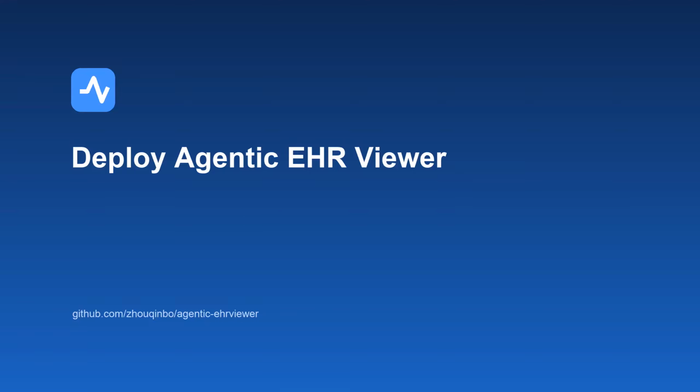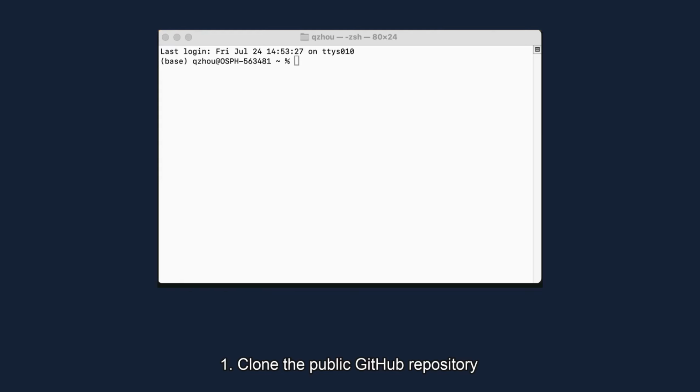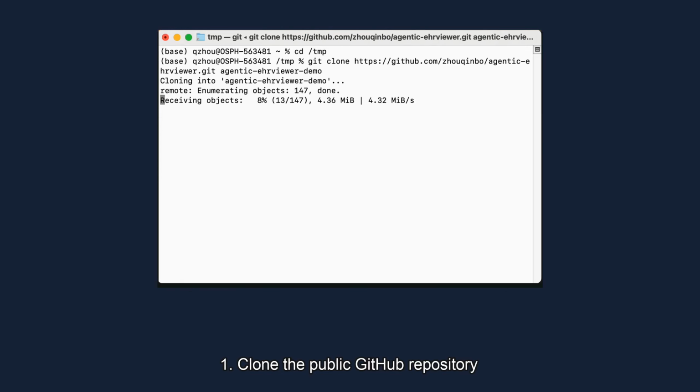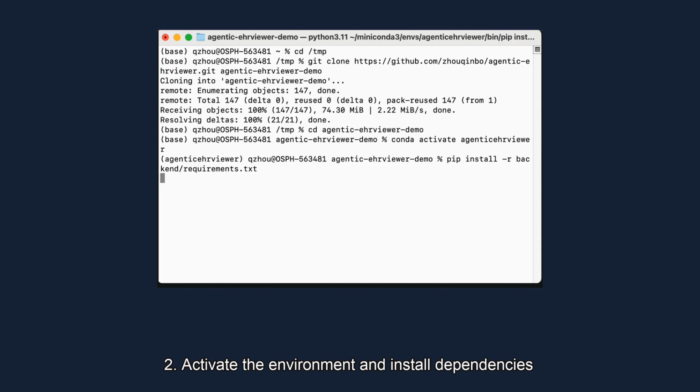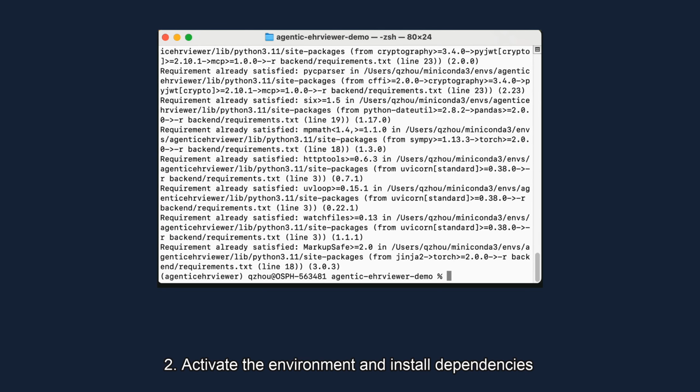Deploy Agentic EHR Viewer. First, clone the public GitHub repository, then enter the new project directory. Next, activate the Python environment and install the backend dependencies from the requirements file.